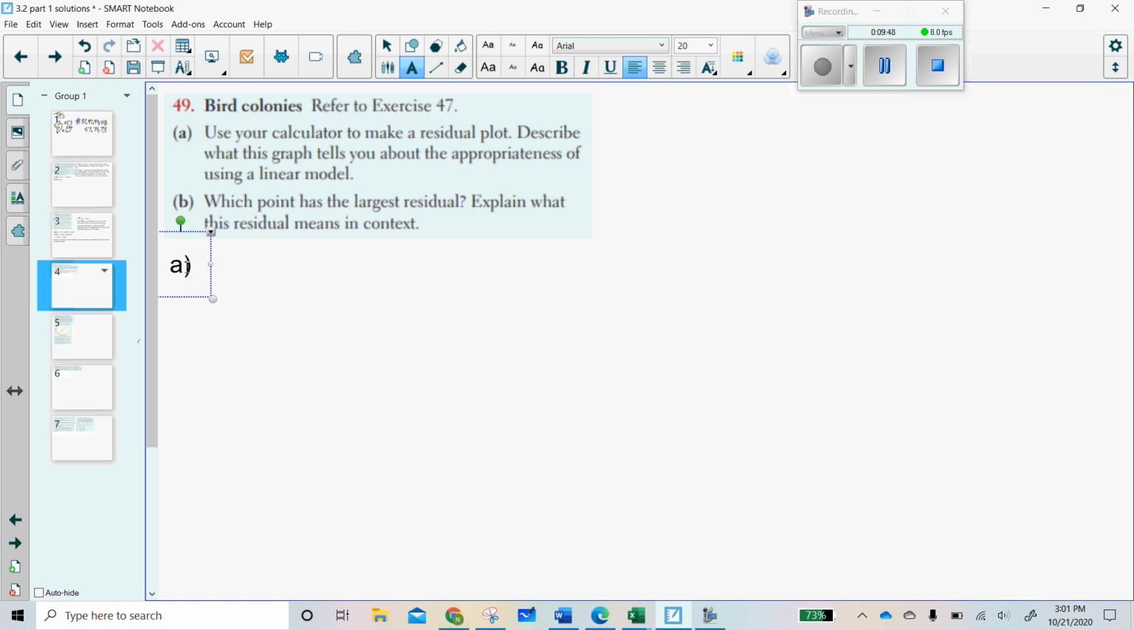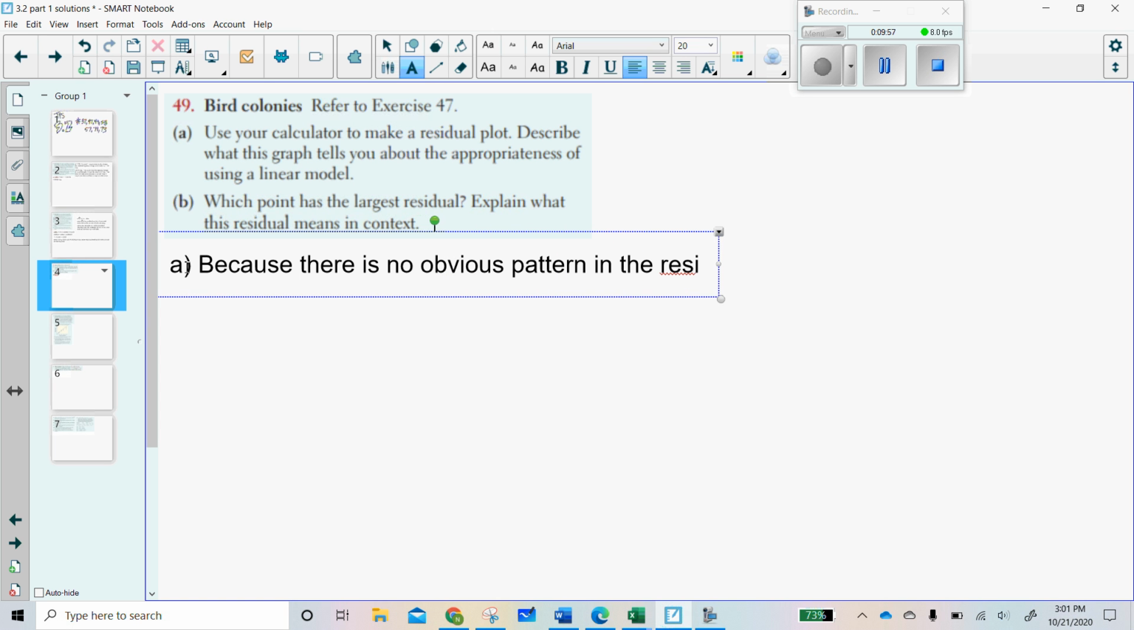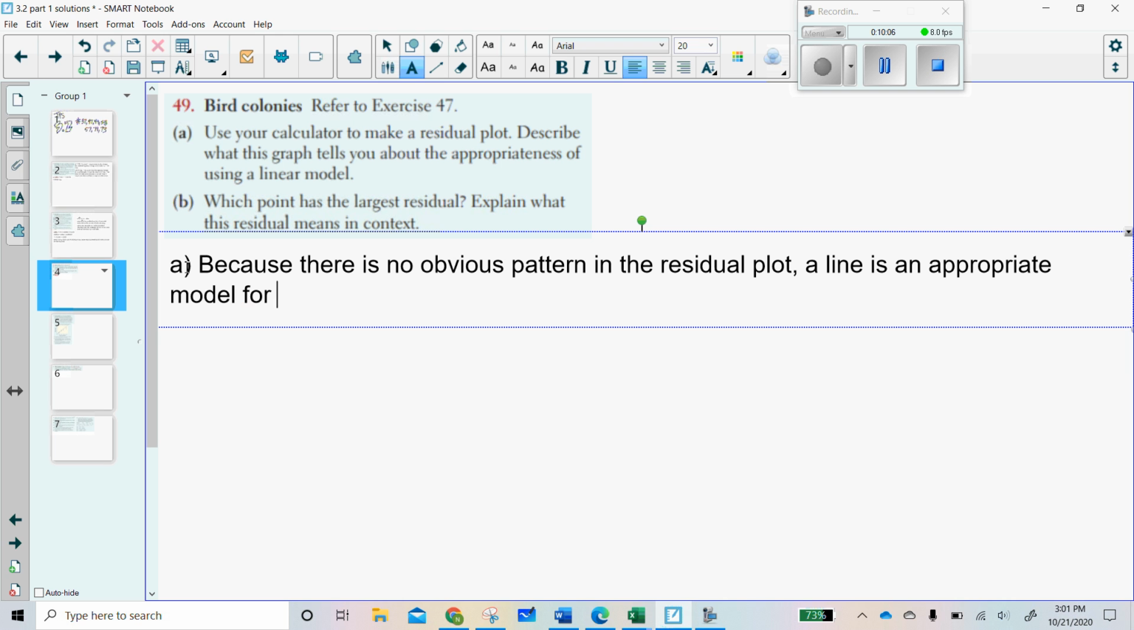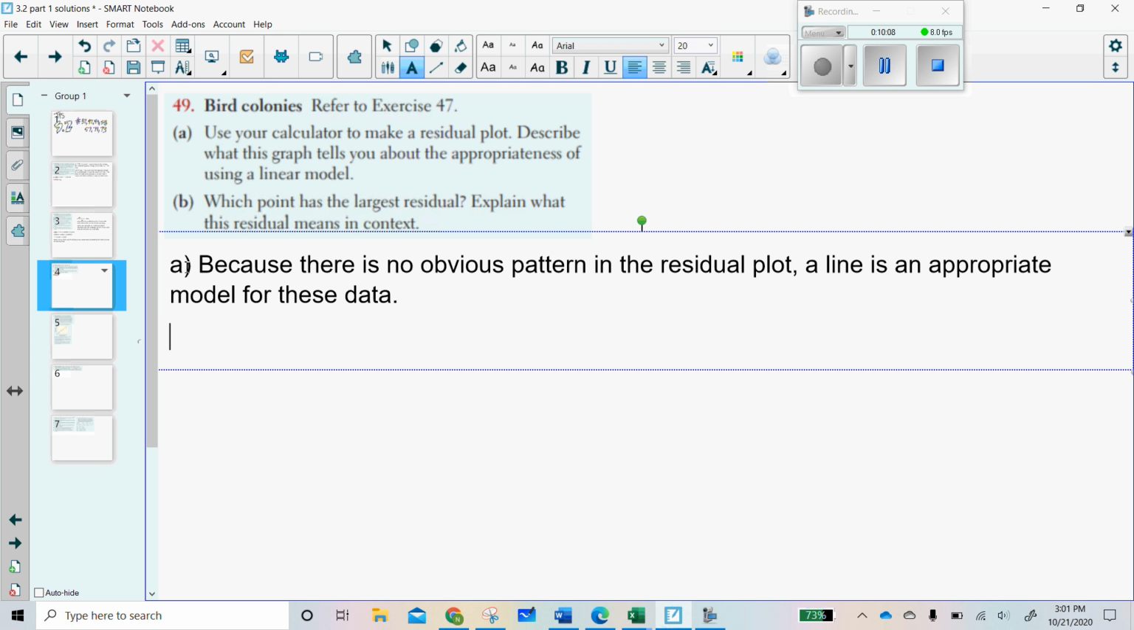So for part A, I'm going to say because there is no obvious pattern in the residual plot, a line is an appropriate model for these data. Which point has the largest residual? Explain what this residual means in context.